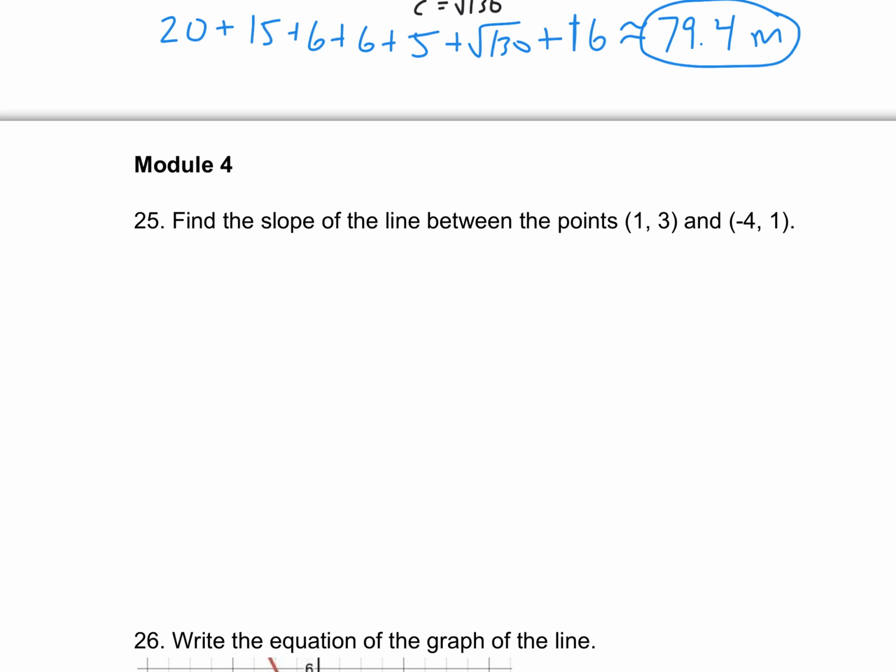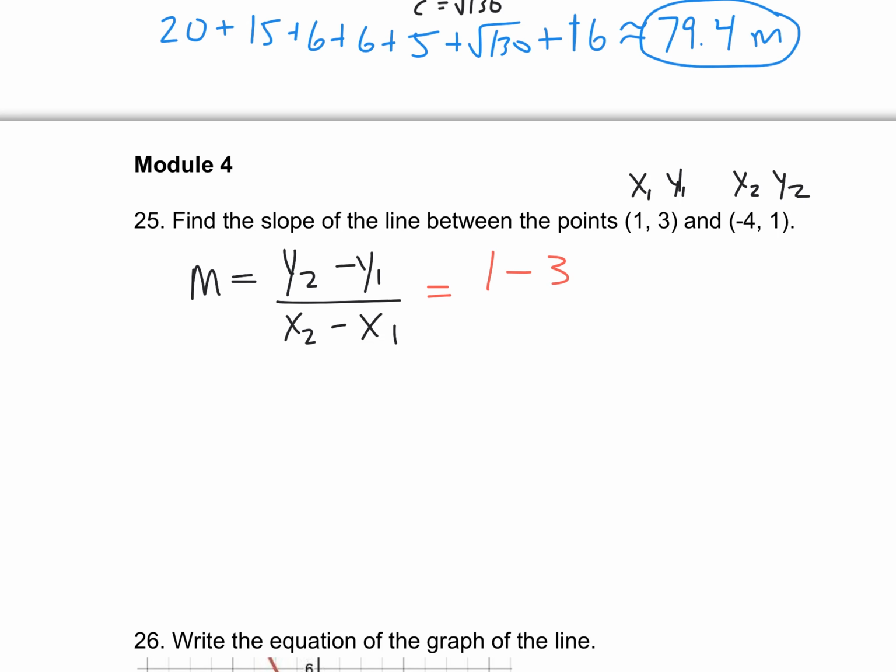Okay, now jumping into Module 4, so the most recent module. The first question asks for the slope of a line between 2 points. Remember, the slope formula, I would definitely have this down: y2 minus y1 over x2 minus x1. So we need to plug those in. We can call this point x1, y1. We can call this point x2, y2. So let's plug those guys in.